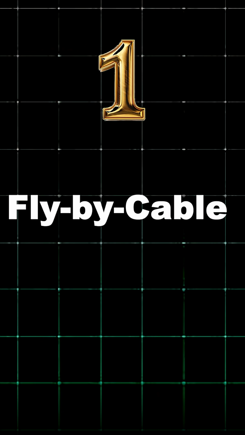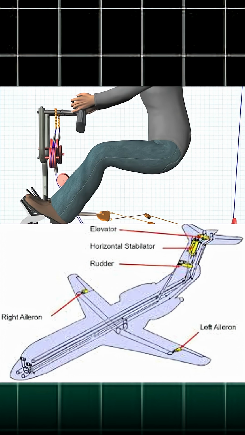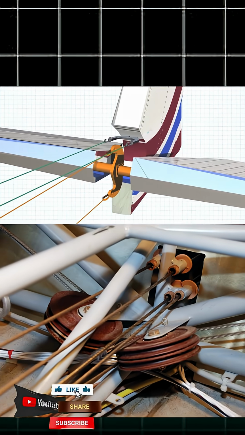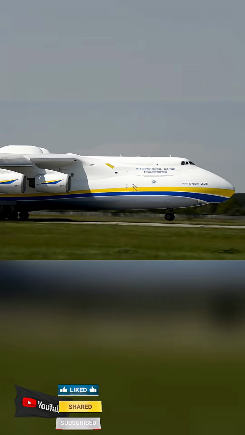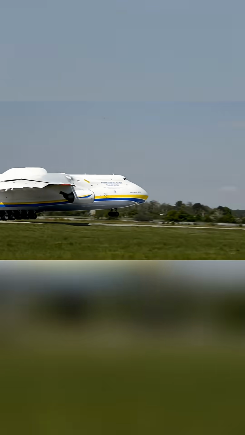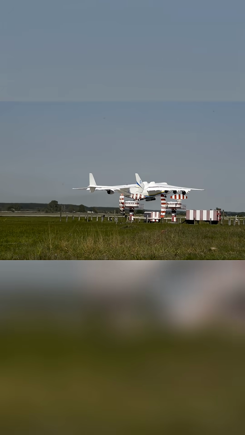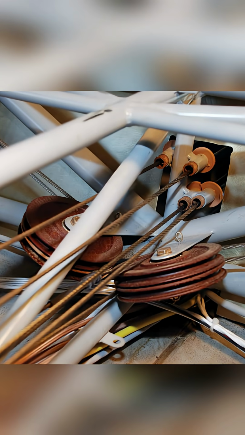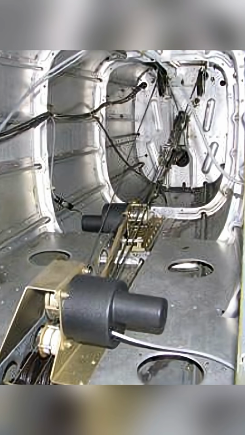First, fly-by-cable, the classic control. In the early days of aviation, flight controls were purely mechanical. Cables and pulleys pull tight, and control surfaces like the elevator or ailerons move directly. It's simple, reliable, and gives the pilot a direct feel of the aircraft. But here's the drawback. It's heavy, it requires a lot of maintenance, and it's limited by distance and friction. Still, many small aircraft today, like the Cessna 172, still use fly-by-cable.